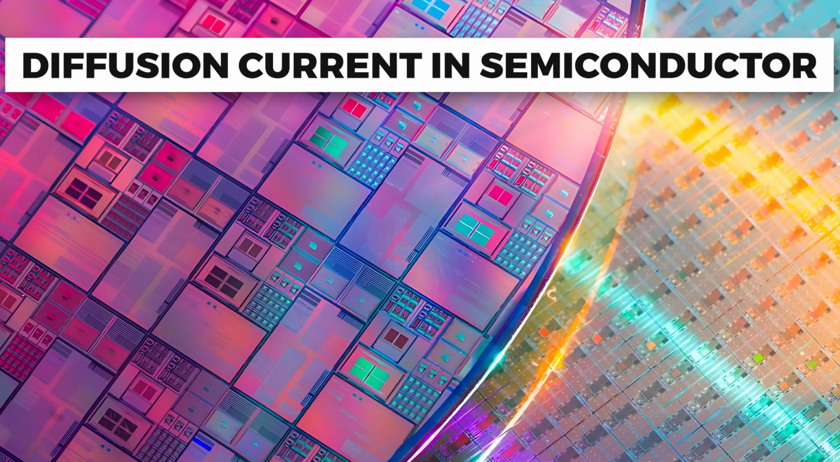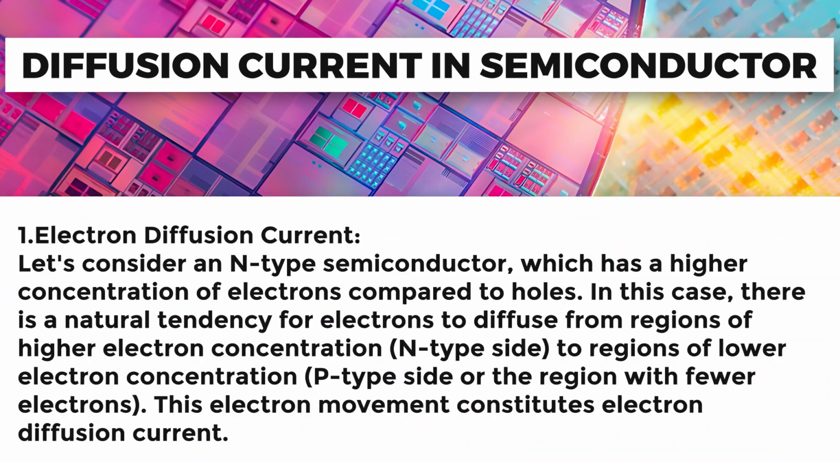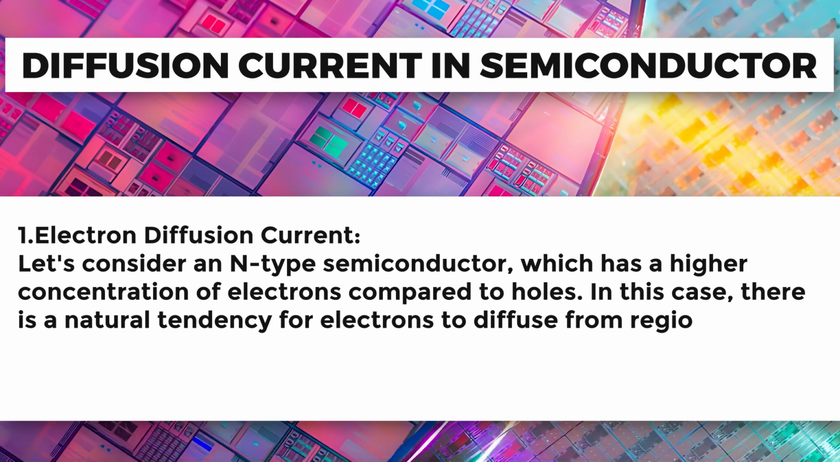Here is a more detailed explanation of diffusion current in a semiconductor. Electron diffusion current. Let's consider we have an n-type semiconductor, which has a higher concentration of electrons as compared to holes. In this case, there is a natural tendency for the electrons to diffuse from the region of higher electron concentration to the region of lower electron concentration. That means the electrons move toward the p-type semiconductor material from the n-type. This electron movement constitutes electron diffusion current.